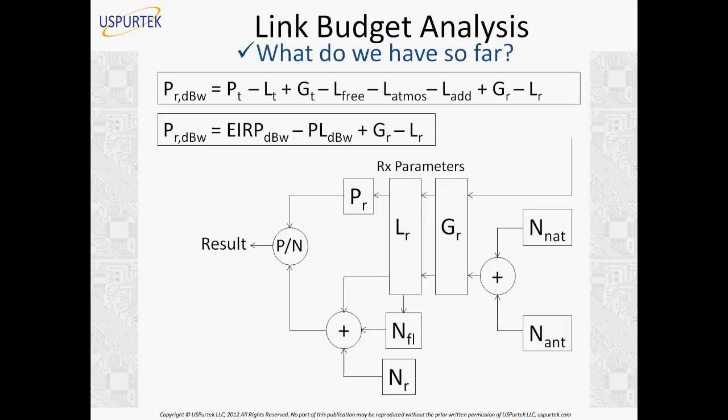So what do we have so far? This is how the final equation will look. Received power will be equivalent isotropic radiated power, EIRP, minus the path loss. That means whatever path loss the radio waves suffered while propagating through space and reaching the receiver antenna. Then we add the receiver gain, GR, and subtract the receiver loss. That gives us the received power level, PR. So this is pretty straightforward. We have the EIRP, subtract the path loss, add the gain of the receiver, and subtract the loss in the receiver.